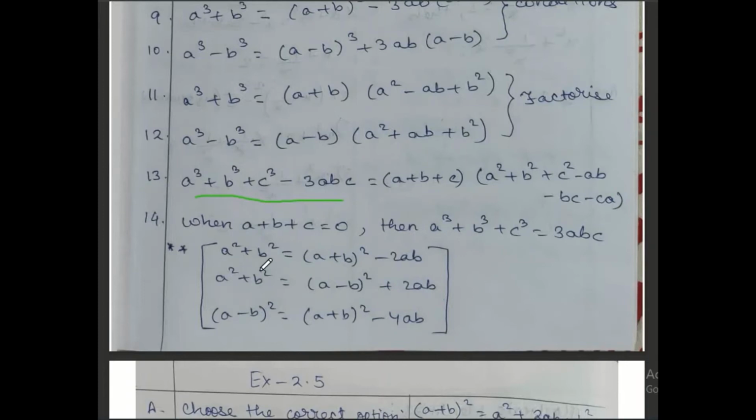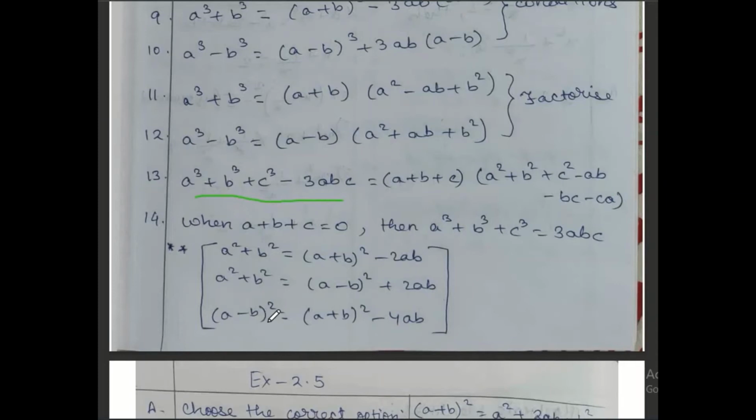A square plus b square formula: a plus b whole cube... a plus b whole square minus 2ab, you can utilize it. Again, a square plus b square, if necessary, you can use another formula, a minus b whole square plus 2ab. Both are the same formula for a square plus b square. One you can use a plus b whole square minus 2ab, another a minus b whole square plus 2ab.